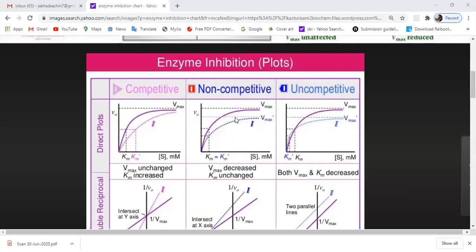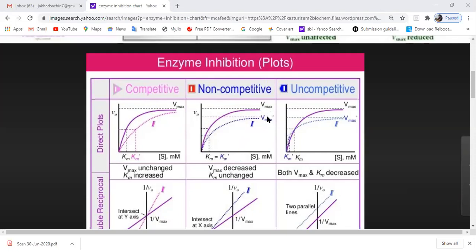Again, in presence of inhibitor, the Vmax dash, which is a decreased value, is shifted to this line. Now, if you find the half value, it will come somewhere below this line. If you join this, you will find that the Km on the x-axis will be equal to the Km dash. So it is not changing. Km will remain unchanged, whereas the Vmax value is decreased. So in non-competitive inhibition, the Km will remain the same, whereas the Vmax will decrease.